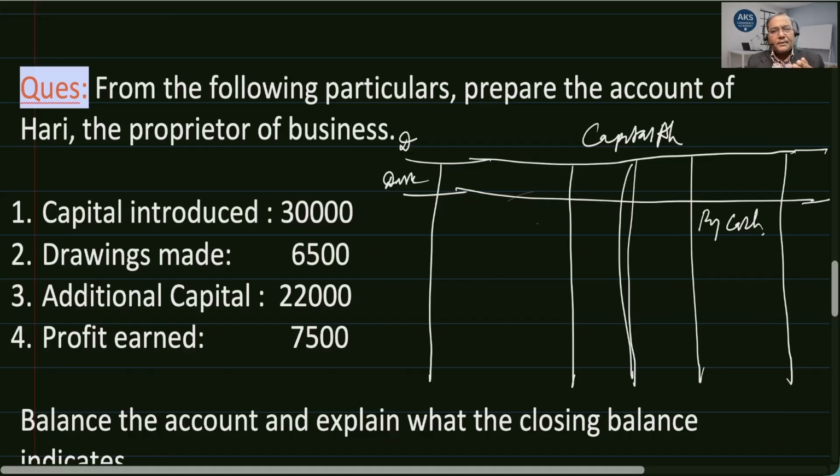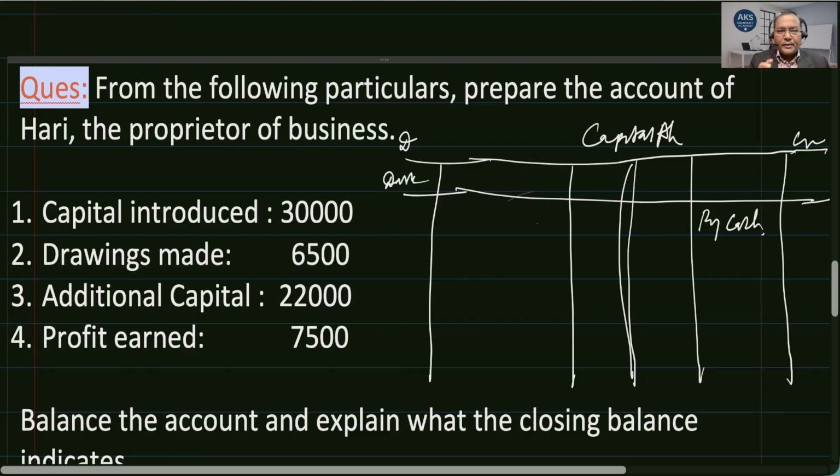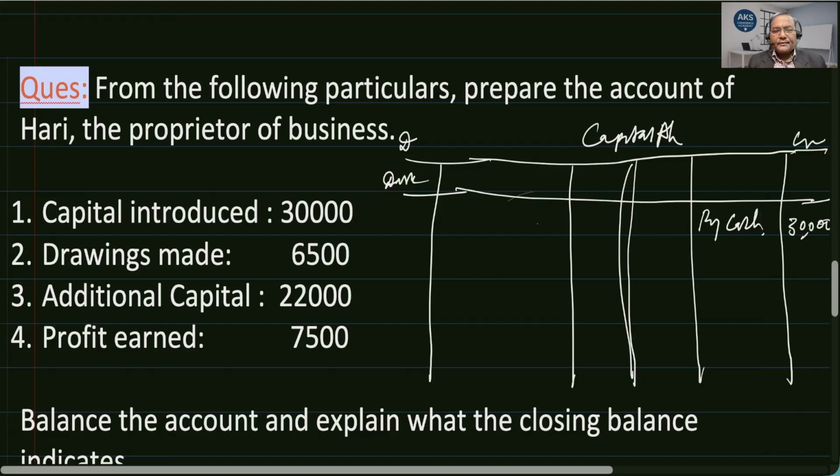We will increase capital because this is our debit side and this is our credit side. We need to increase capital, so we will credit the account. And by what account do we credit it? Since it is brought in cash, we will debit cash and credit capital. Cash is an asset, so in order to increase cash, we need to debit it. How is it written here? Capital account is credited by cash. So there has been introduction of capital by the businessman into the business in the form of cash. We will write here 30,000. All right. Drawing made 6,500.